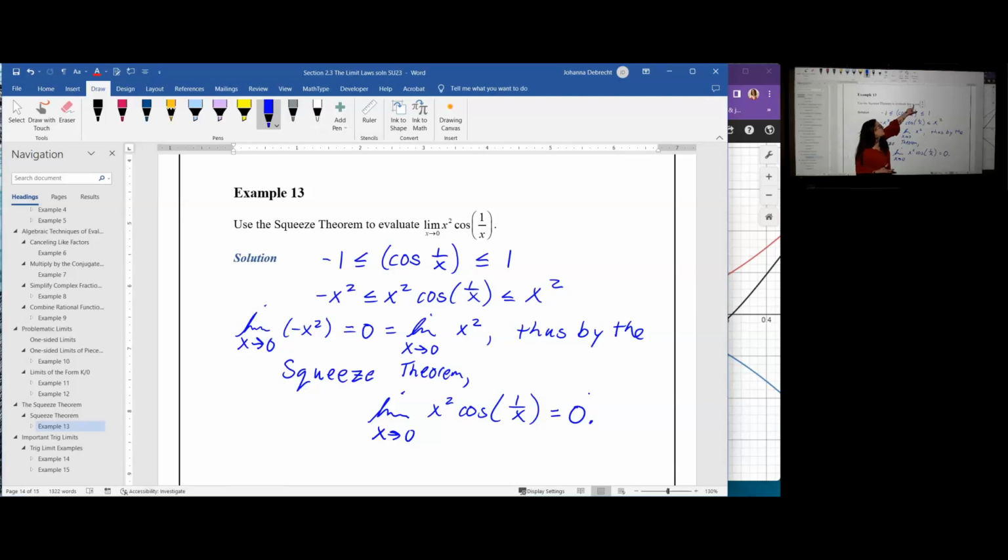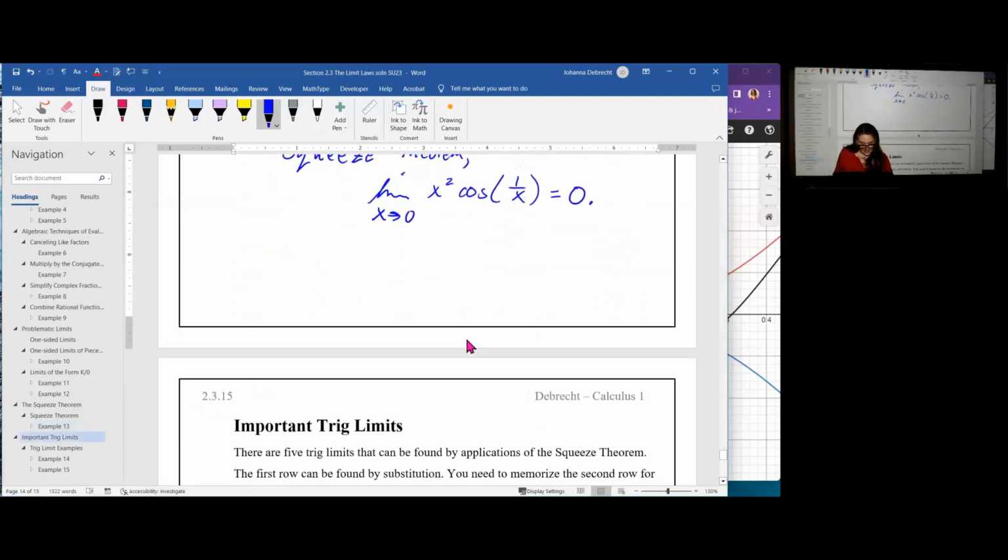Okay. Now, if you had tried to plug it in, what would have happened? You would have had 0 here for the x squared times the cosine of 1 over 0. But this is infinity, so what does that mean? Well, we don't know. If we don't know, think of it as indeterminate, meaning try another method. The squeeze theorem is a good method for sine and cosine related functions.